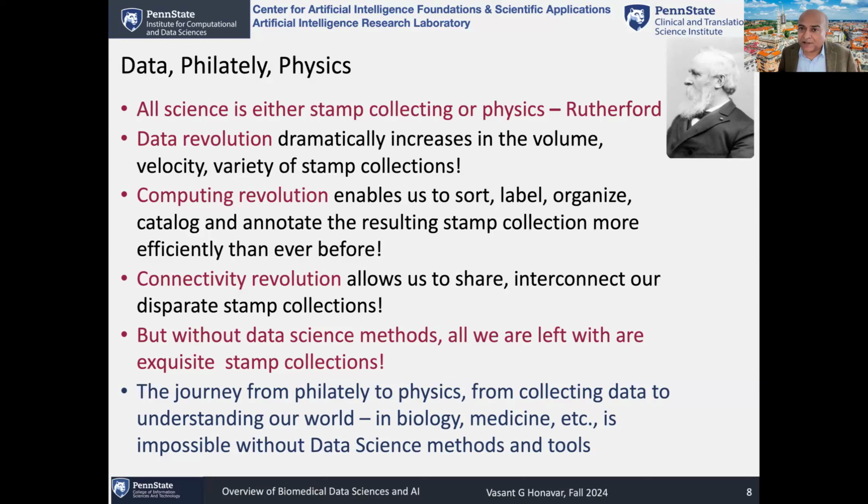The connectivity revolution, which is the ability to share data, interconnect data sets, interconnect databases, and so on, allows us to link these stamp collections, link these massive data sets. But without data science methods, all we are left with are these beautiful stamp collections. The journey from stamp collection to physics, from stamp collection to predictive modeling, from collecting data to understanding our world, whether it's biology or medicine, is impossible without data science methods and tools.